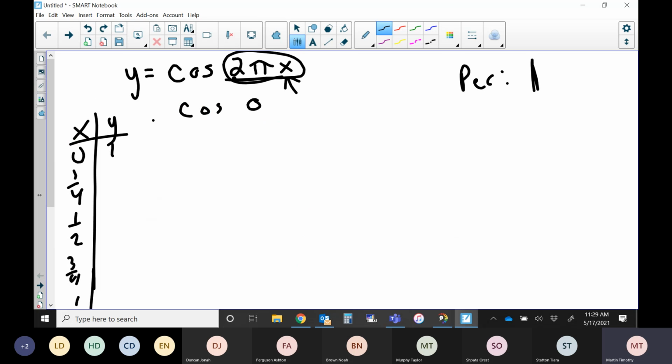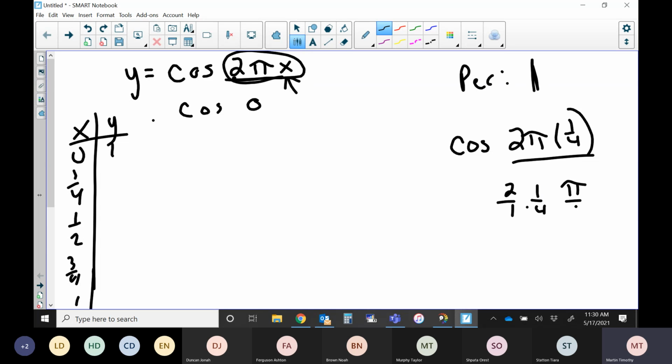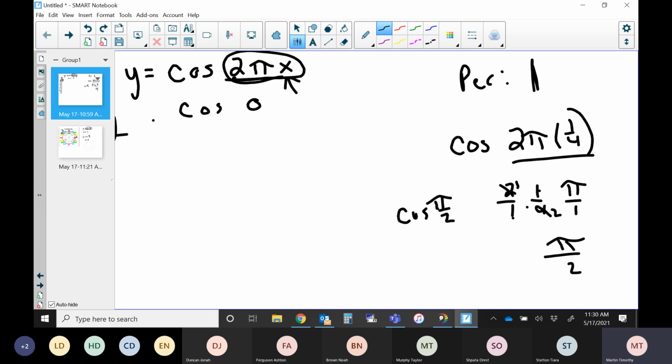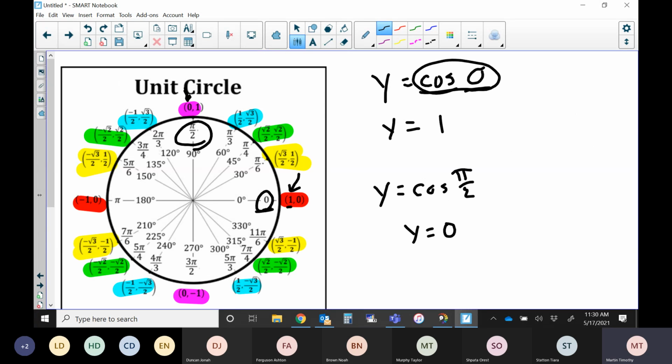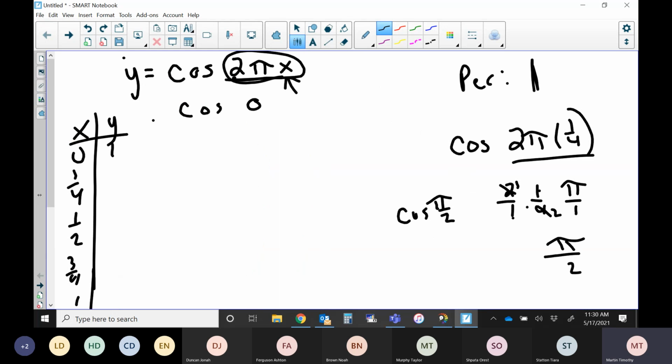What if I put a 1/4 in? This would look like this. This is cosine of 2 pi times 1/4. Well, since this is all multiplication, I can reorder that. So I can make this really like a 2 over 1 times 1/4 times pi over 1. And then these reduce. This turns to a 1, that turns to a 2. 1 times 1 is 1 times pi is pi over 1 times 2 times 1 is 2. So what I really want is the cosine of pi over 2. Well, the cosine of pi over 2, cosine is 0. So it'd be 0.